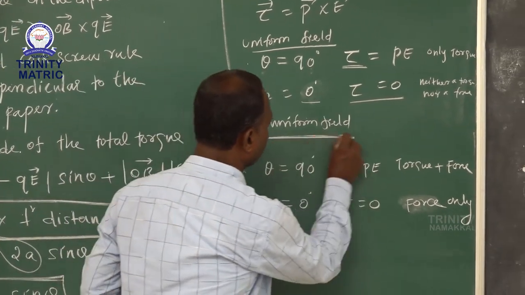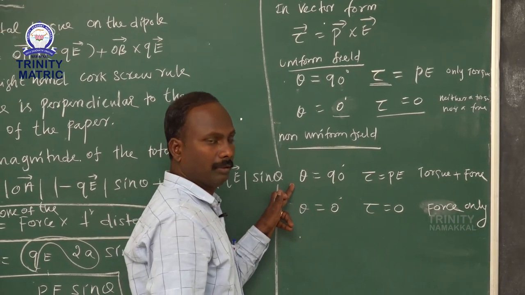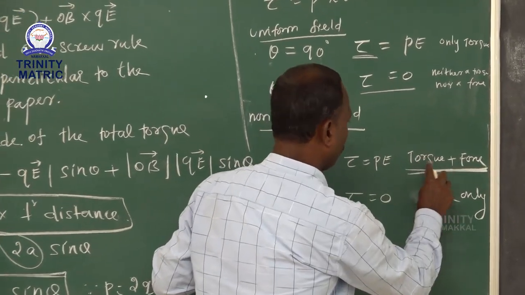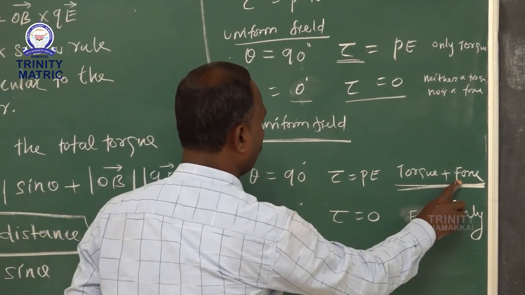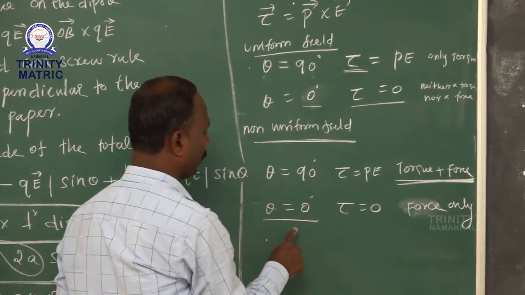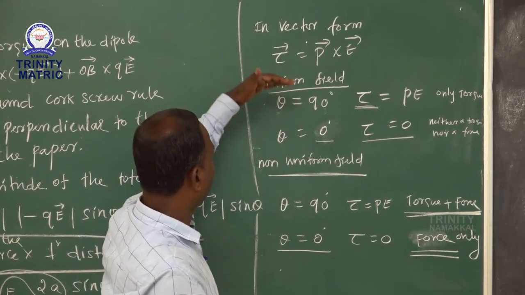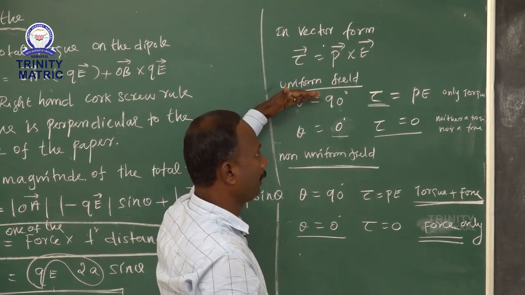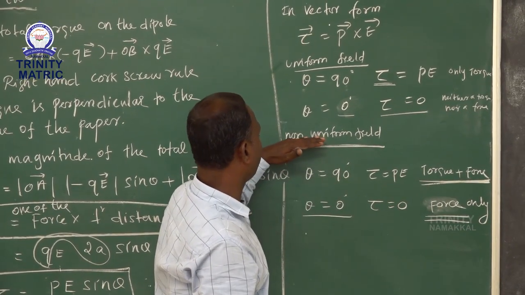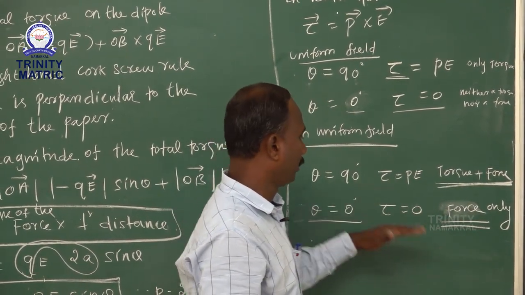In the case of a non-uniform electric field, how do we get the torque? For the electric dipole kept at 90 degrees, we get tau equal to PE, but we get additionally some force. So we get both torque and force when the dipole is kept in a non-uniform field. When theta is equal to 0 in a non-uniform electric field, tau is equal to 0, but additionally we get only the force. So for a uniform electric field, when theta is 90, only torque; when theta is 0, neither force nor torque. For a non-uniform electric field, when theta is 90 degrees, torque plus additionally force; when theta is 0, we get only force.